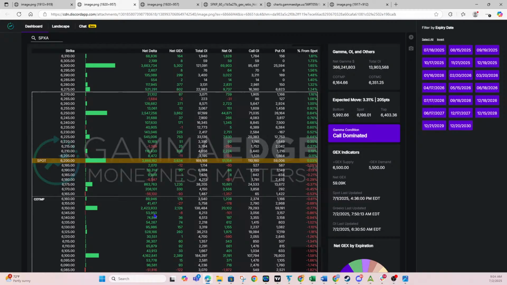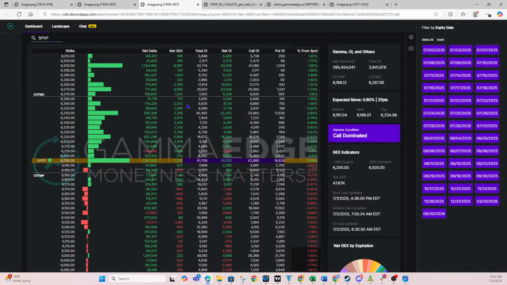So again, this overall SPXA does not have an intraday influence, but we like to keep an eye on it as to how larger market participants are positioning out in time with the SPX options complex.